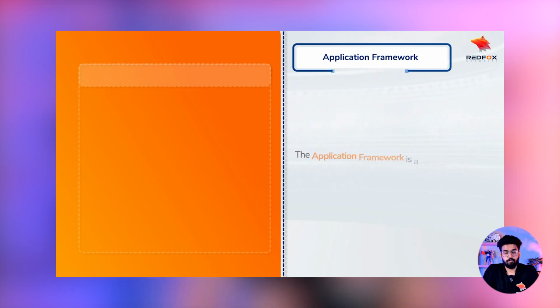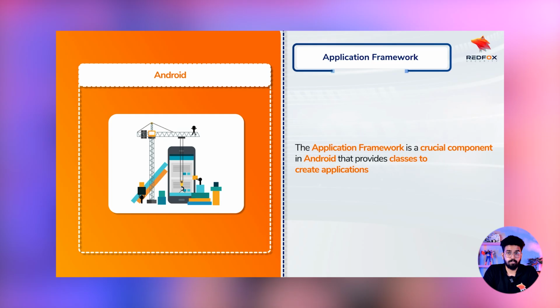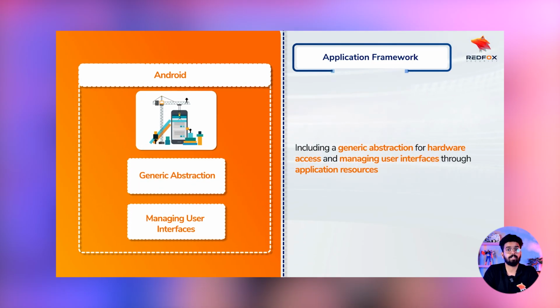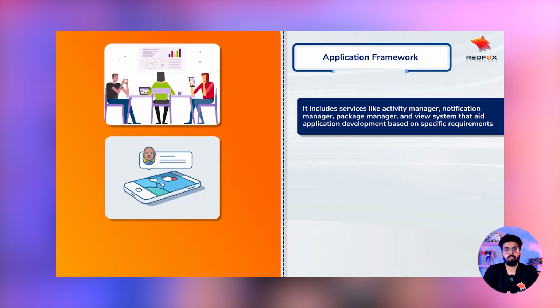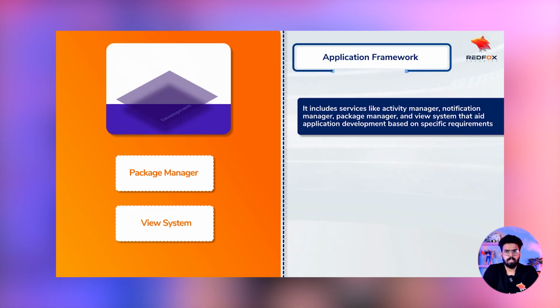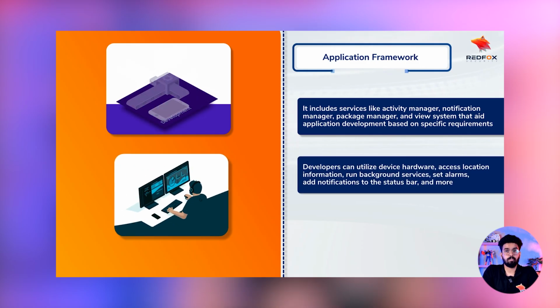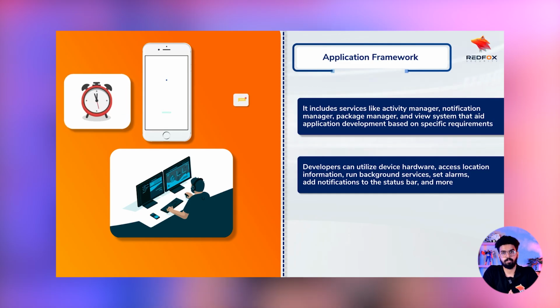The application framework is a crucial component in Android that provides classes to create applications, including a generic abstraction for hardware access and managing user interfaces through application resources. It includes services like Activity Manager, Notification Manager, Package Manager, and View System that aid application development based on specific requirements. Developers can utilize device hardware, access location information, run background services, set alarms, add notifications to the status bar, and more.